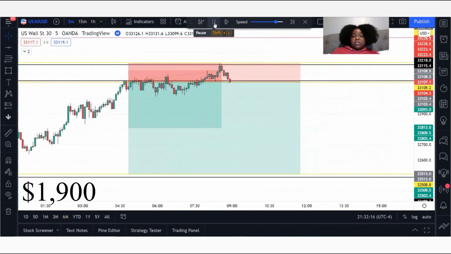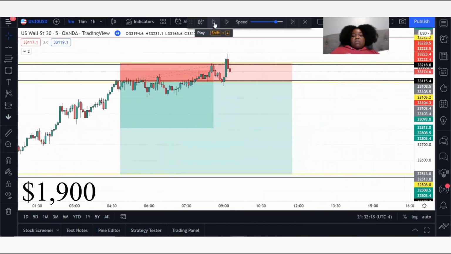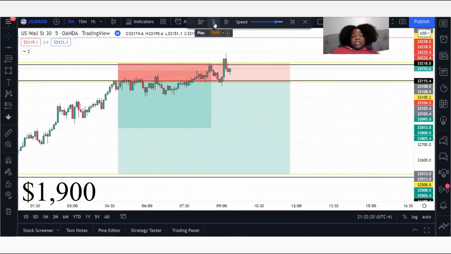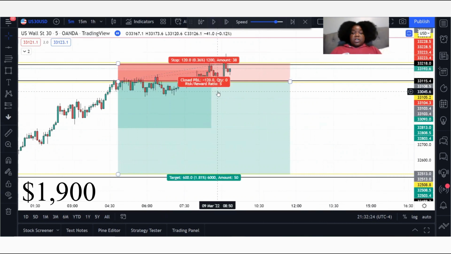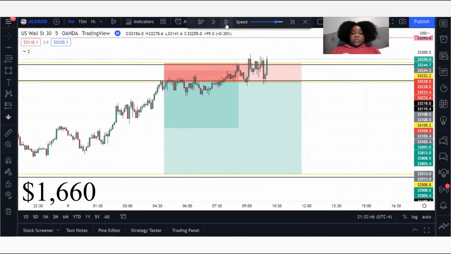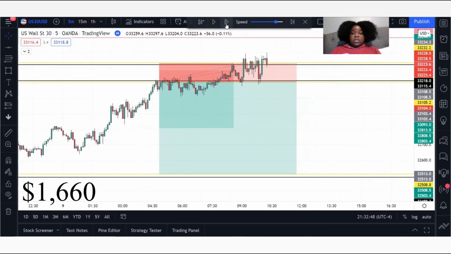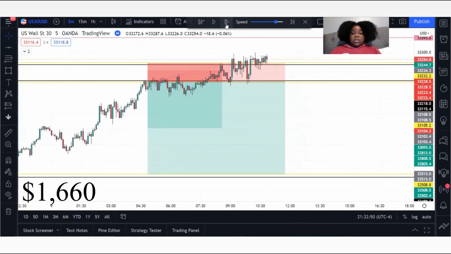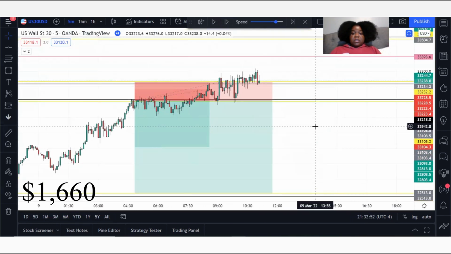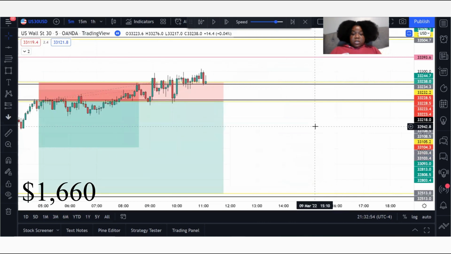Did we hit stop loss? Oh no, we didn't. We're still... we hit stop loss. So that was two L's, 120 and 120. What is that, 240? Just gonna want to see what the next candles do. What is this? I'm trying to see.